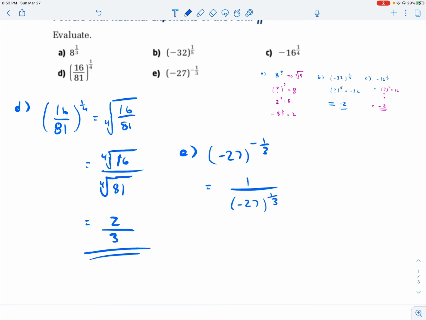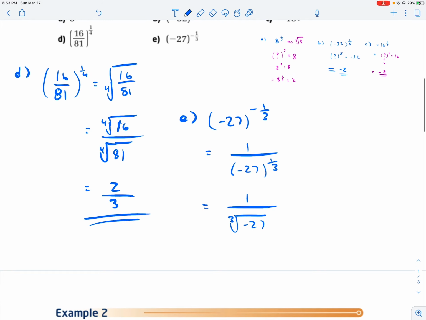All right, and now we can just focus on the bottom part. So negative 27 to the 1 over 3. So that means the cube root of negative 27. Well, what number multiplied by itself 3 times gives you negative 27? So I'm just going to write this out real quick. That's it in radical form. So what number times itself 3 times gives you negative 27? Well, that's just negative 3. Okay, so my answer, I can just write negative 1 over 3. And that's solved.